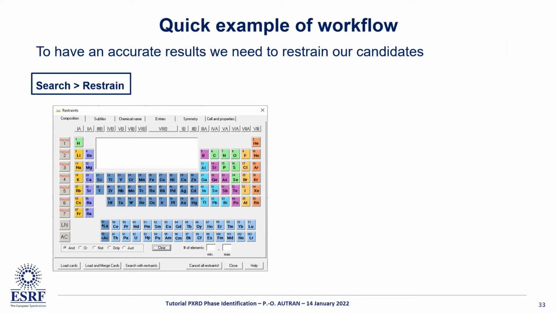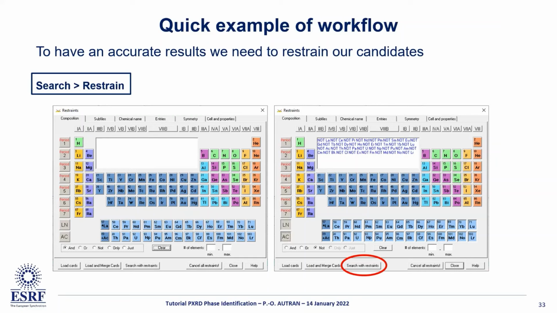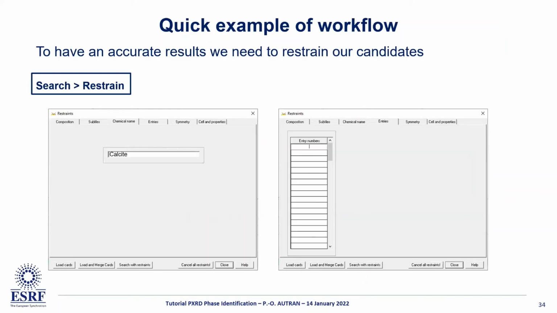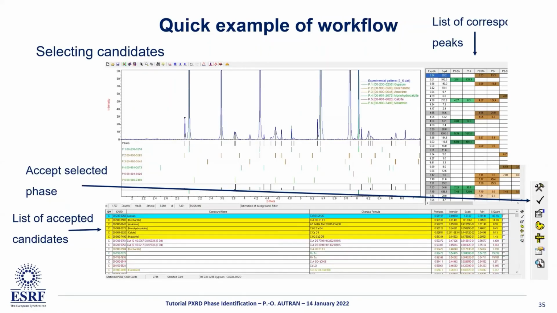And then you can also do the opposite. For example, you can restrain and say, okay, I'm looking at a cultural heritage sample. I probably don't have many lanthanides and actinides, so I can say, don't give me the ones that contain these elements. This is also a key point. As I said, you can also look for specific names and entry numbers. You can type entry numbers and load them, and then you have, let's say, an a priori on your sample.